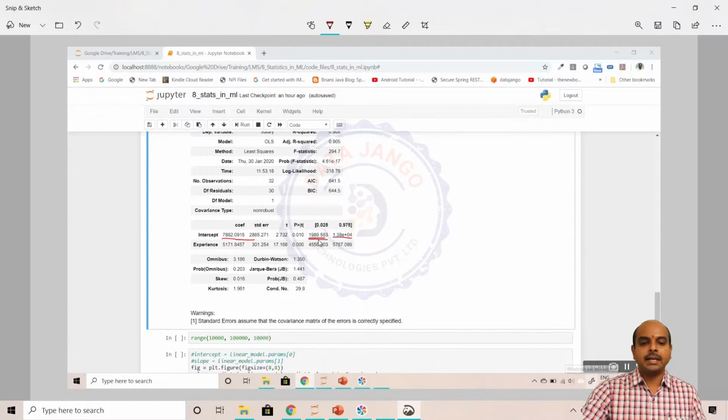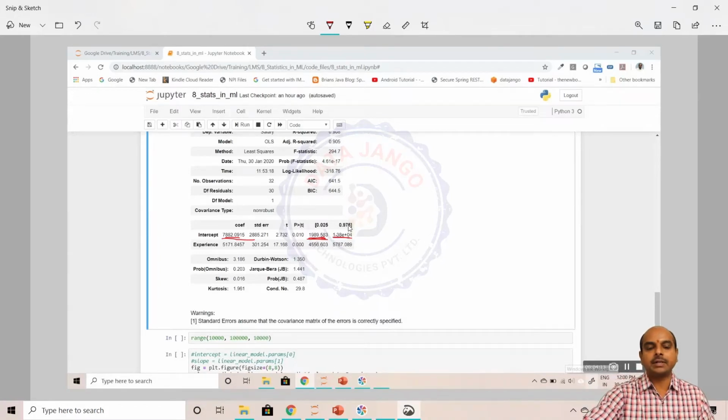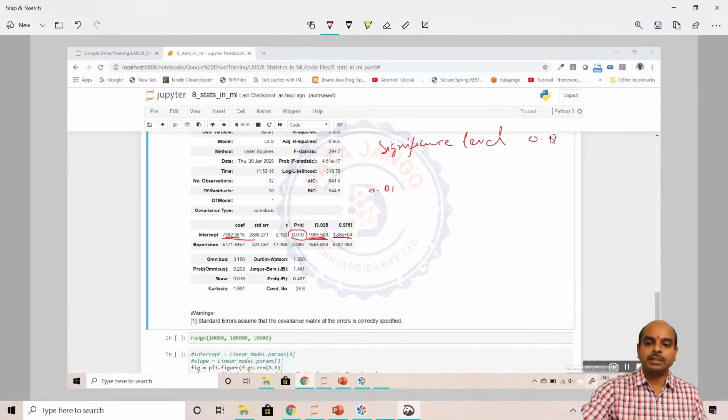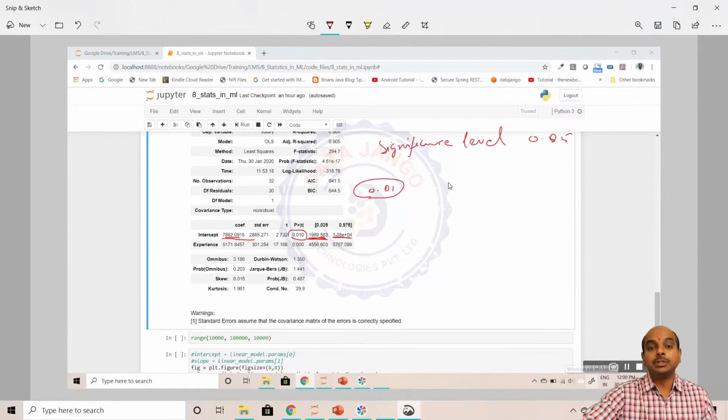They may be 95% confident that the coefficient may oscillate between these two numbers when you change the data. That's what it is trying to explain. In the p-value, right, the p-value is saying 0.01. If you take the significance level, 0.05, this is less than that. That means you can reject the null hypothesis.